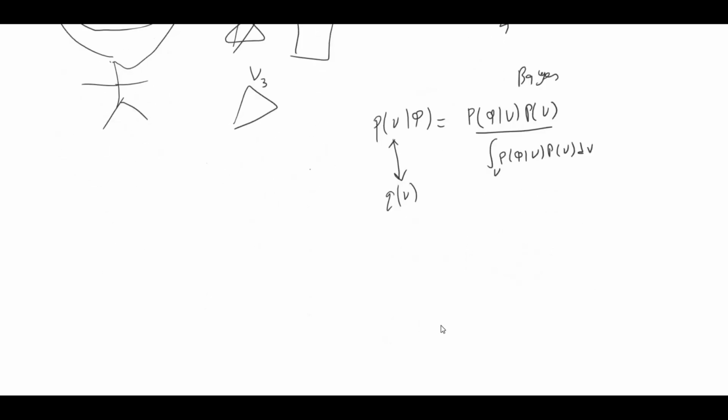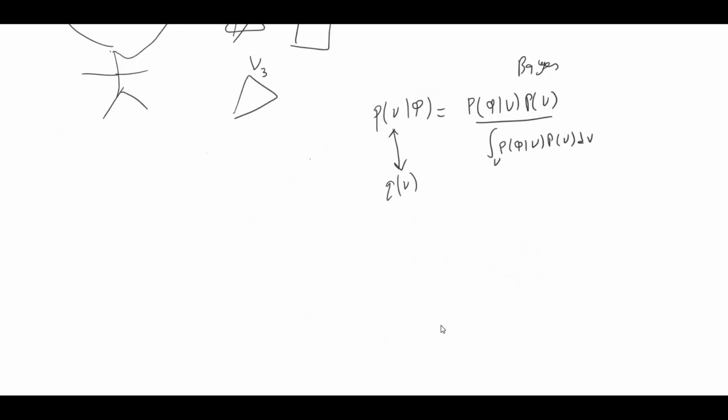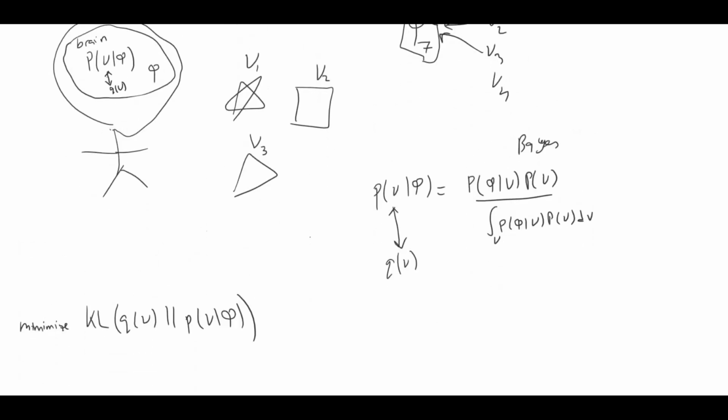So how do we do this? Let's write down what we want to do. What we want to do at the moment is to minimize a distance measure between these, and typically we're going to be looking at the KL divergence, the Kullback-Leibler divergence between Q and the probability of nu given phi. And notice that if we do this, then we've achieved what we want to achieve, because Q is going to give us the answer that we want, which is the probability of nu given phi.